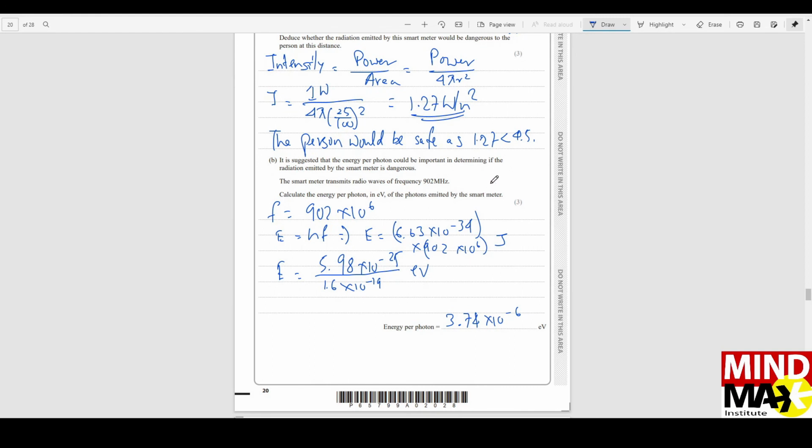Now, next one is finding the energy per photon. Frequency is given. So energy is what? E equals hf. h is Planck's constant, and f is the frequency. The frequency here is given as well. So we found it, and we have to convert this to electron volts. If you want to convert joules to electron volts, you simply divide by the charge of each electron, which is 1.6 into 10 to the power minus 19.